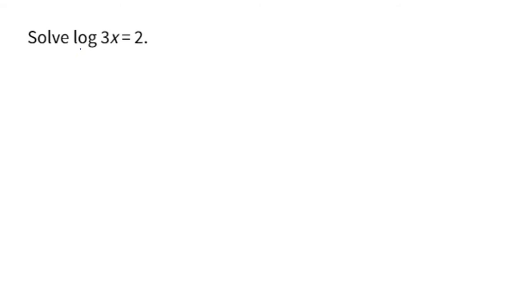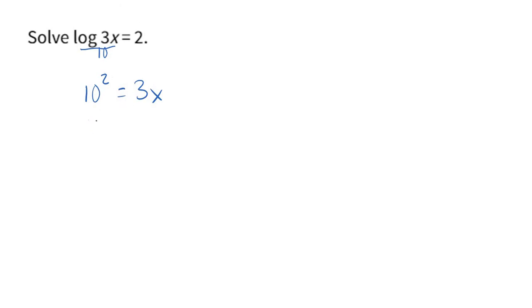Well, our log's already isolated. Now you don't see a base here, so it's a 10, right? This is a common log. So let's rewrite it as an exponential. So this means 10 to the second power equals 3x. Again, that goes back to the first lesson on logs. Just rewrite it as an exponential.